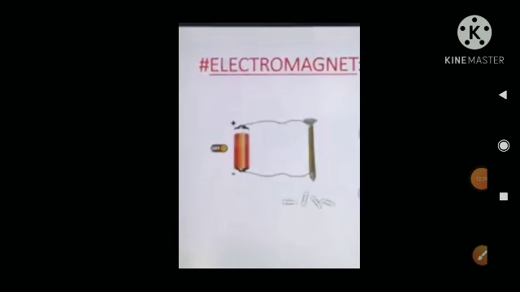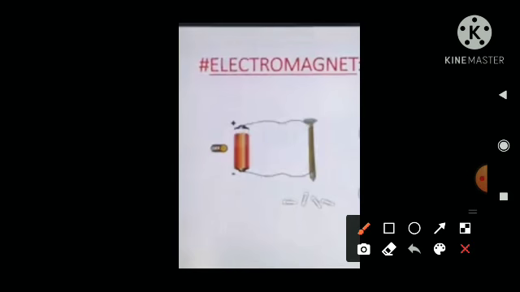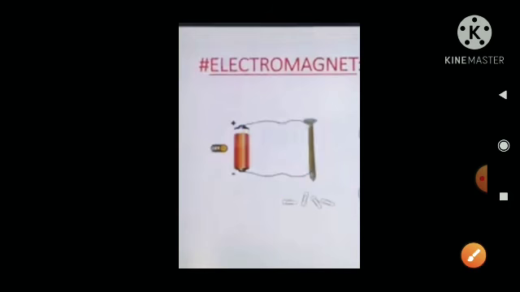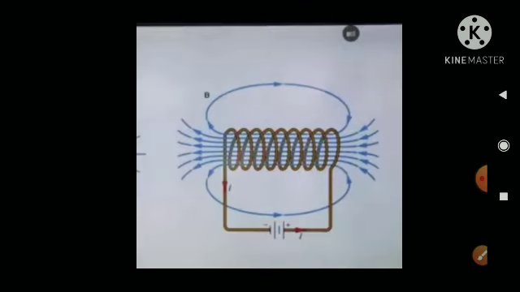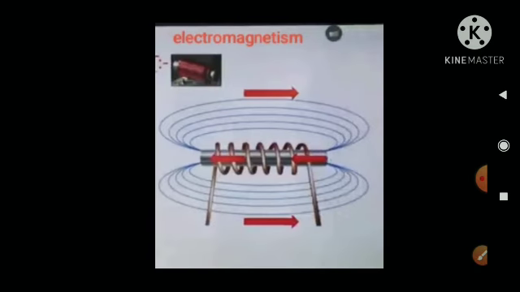But in an electromagnet, if the circuit is on, then only the iron pins are attracted to the solenoid. If the circuit is off, they are not attracted; they remain stationary. So this is solenoid electromagnetism, the process by which the solenoid produces the electromagnet.